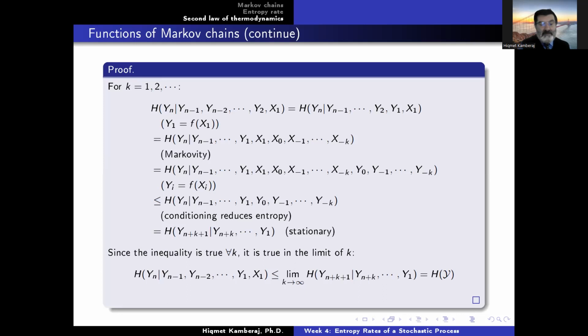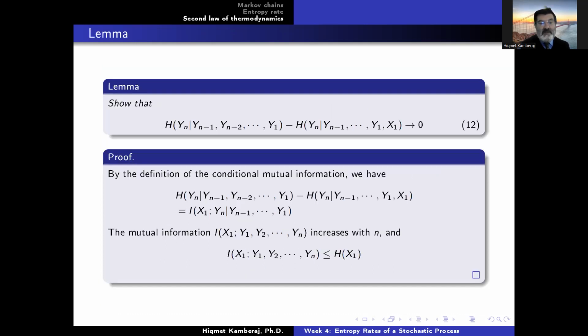y1, right? Now, since the inequality is true for every k, it is also true in the limit of k. So this means that h of yn given yn minus 1, yn minus 2, y1 and x1 is less than or equal to the limit when k goes to infinity of h of yn plus k plus 1 given yn plus k up to y1, which is equal to the entropy rate, what I wanted to show.